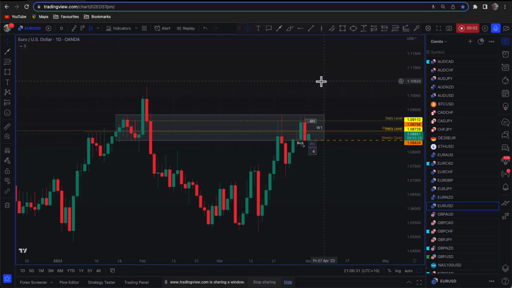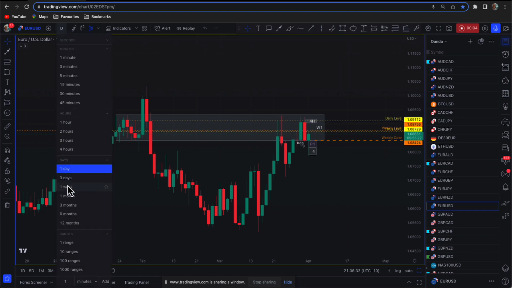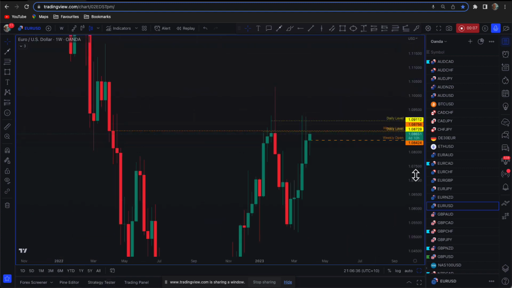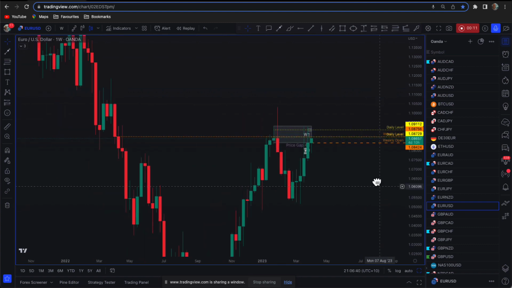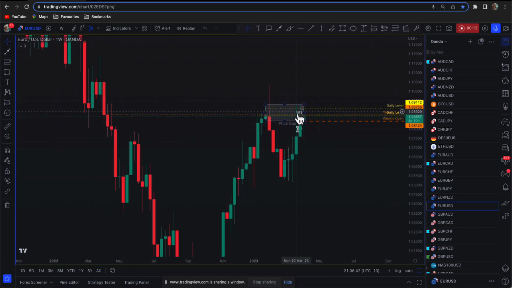Traders, just taking a look at the euro dollar. I'm going to go out to the weekly and show you what I've marked up. I'm looking for a trade opportunity. Yeah, it's important to have these levels mapped out.